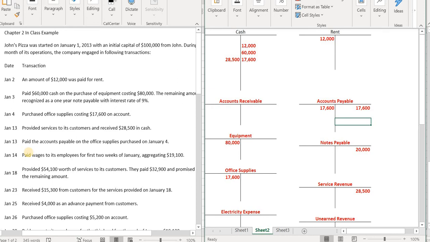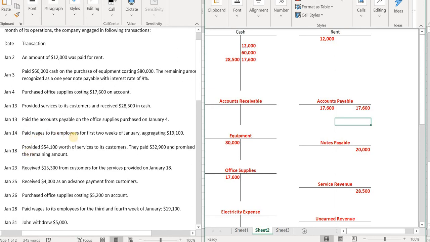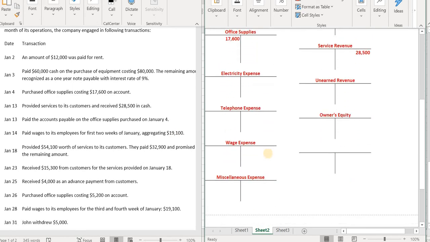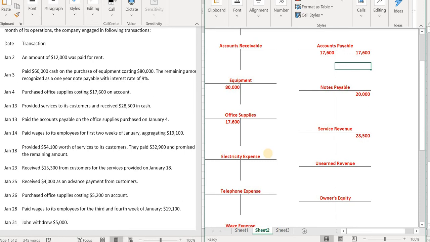January 14th. Paid wages to employees for the first 2 weeks of January, $19,100. Okay. So what do we do here? We got wages and we got cash, don't we? People like to get paid in cash. So I'm going to have wages for $19,100 and I'm going to pay it in cash. Give that a try.